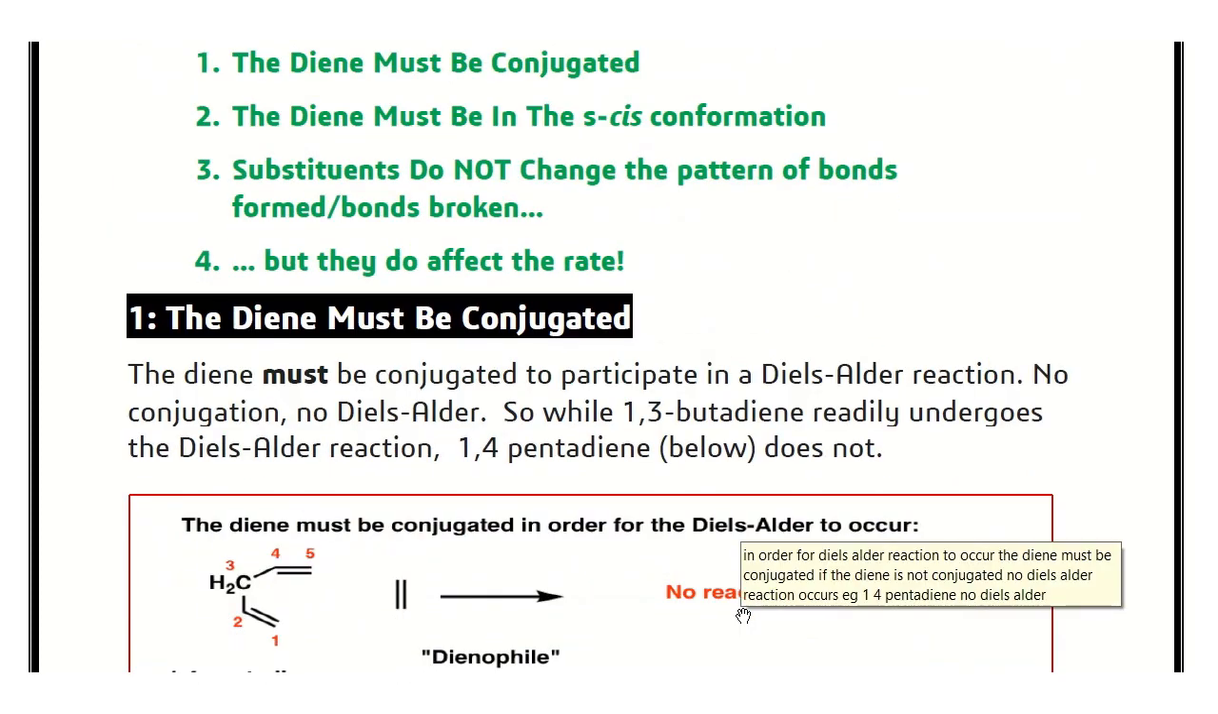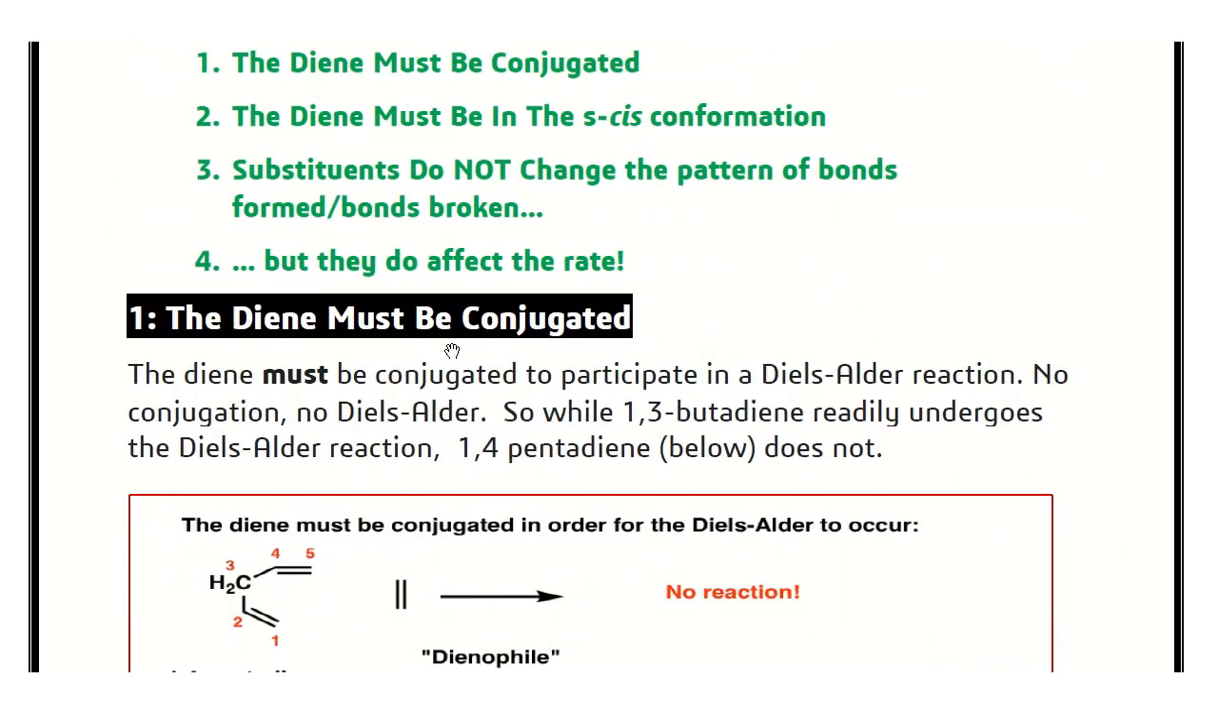So the number one condition is that our diene must be conjugated. The diene which we have already discussed in our previous example was 1,3-butadiene. We may use another diene molecule, but the condition is that it must be conjugated. Conjugated means our molecule must have at least 2 pi bonds alternating with a single bond, or sigma bond. That is the conjugation which must be present in the diene. If conjugation is not present in the diene molecule, then the Diels-Alder reaction will not occur.